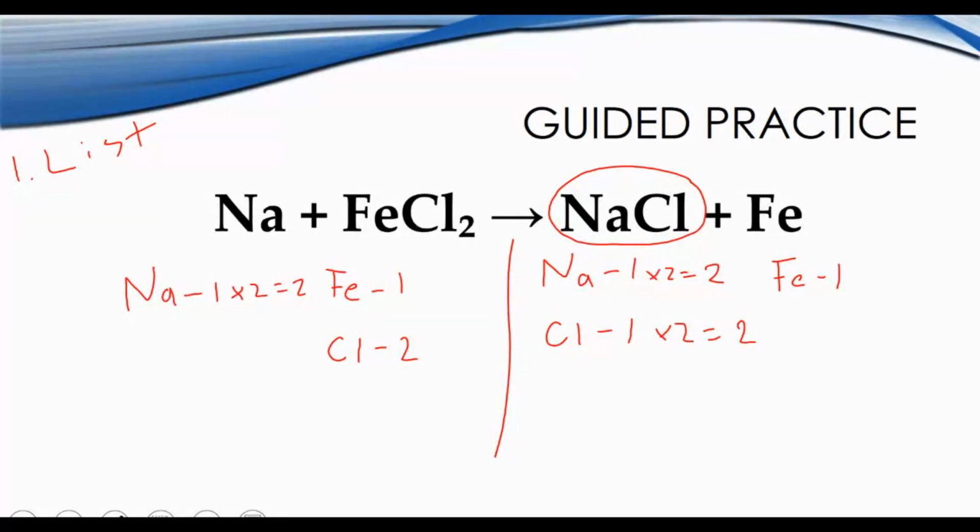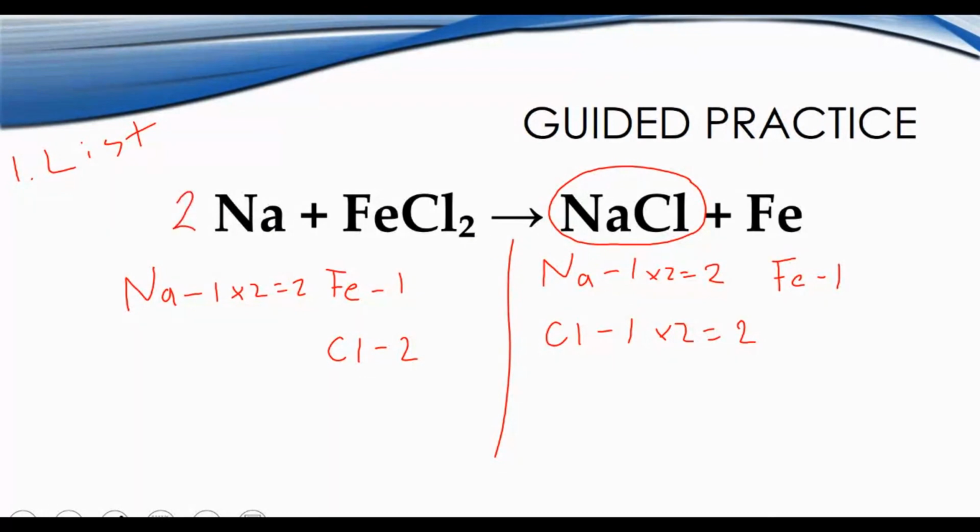So now let's check our numbers one more time. 2 sodiums, 2 sodiums. 1 iron, 1 iron. 2 chlorines, 2 chlorines. So that number that you multiply by is the coefficient. So that initial sodium, we multiplied by 2, so its coefficient is 2.